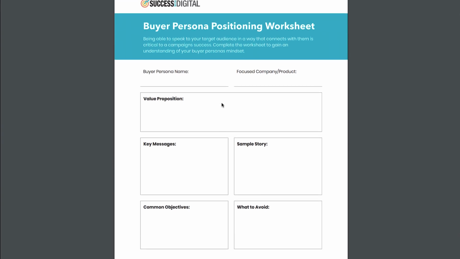So being able to speak to your target audience in a way that connects with them is critical to a campaign's success. So completing this worksheet should give you some bigger understanding in terms of your buyer persona's mindset. So the first thing that we do is write the buyer persona's name here that we're targeting, and then we write down the focus company or the focus product or service.